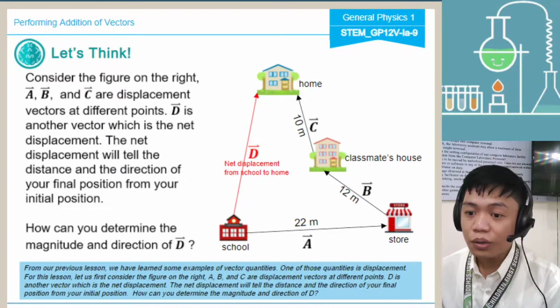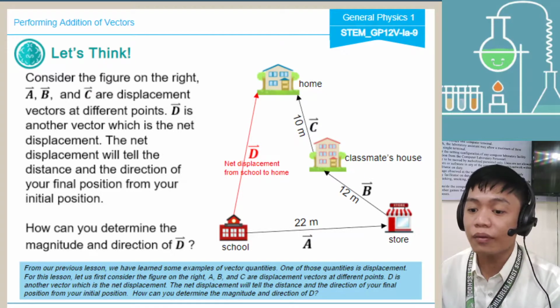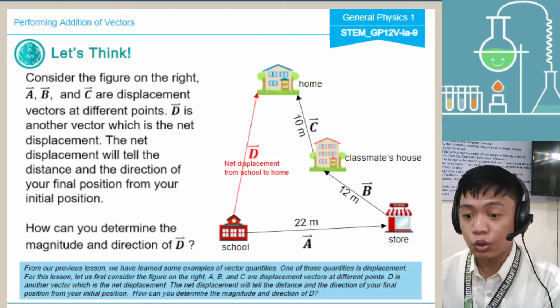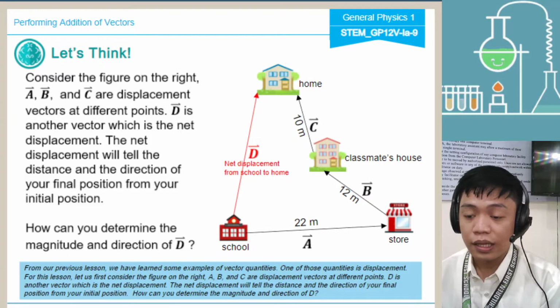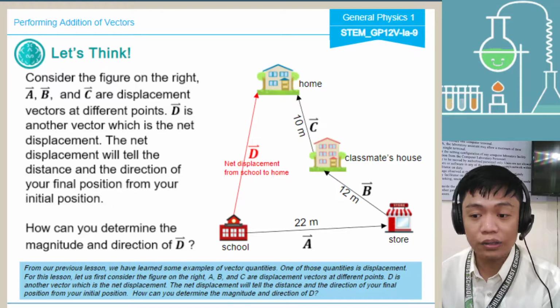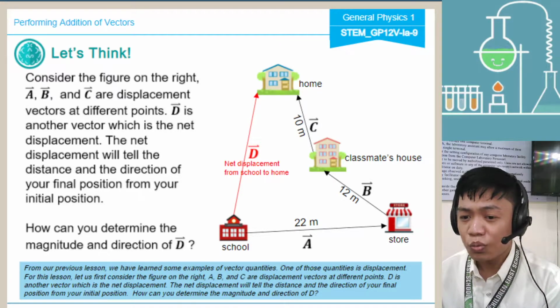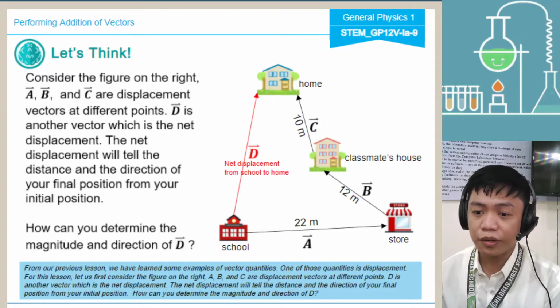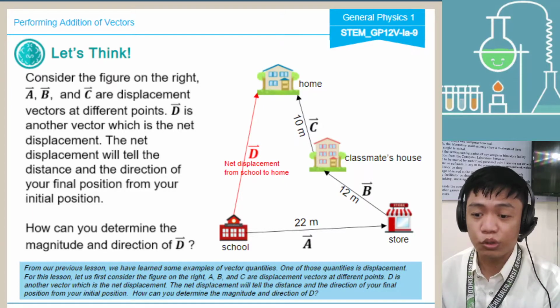Upon seeing that illustration, you can see that you have traveled from school to store 22 meters. The distance from store to your classmate's house is 12 meters. And you went to your home 10 meters away. Now, the net displacement from school to home is the question. So, what is the displacement from school to home?